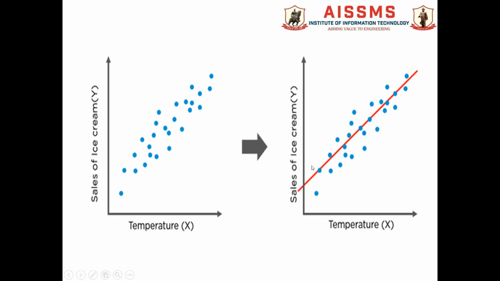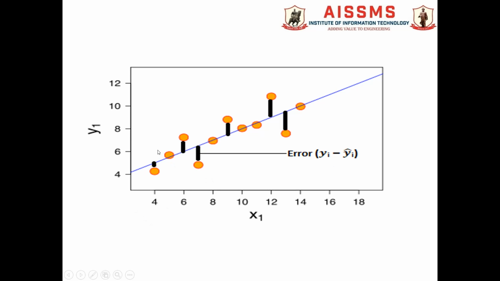If we use this line as a linear regression line, this is not the only line which can come out after the training. There can be n number of lines which can come out of the training, and we have to select the best line which can fit our data. That is done by using this least square method.